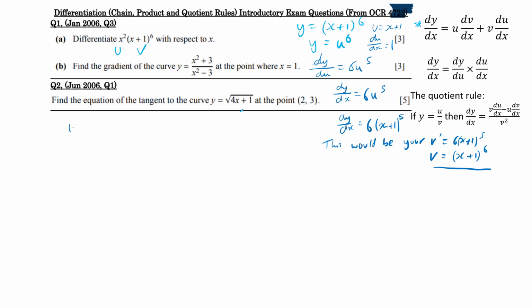Now obviously we're going to use u equals x squared, so du dx equals 2x. So the chain rule, the actual final dy dx would be u, which is x squared, times dv dx, which we've got here, 6(x plus 1) to the power 5, which we should write neatly as 6x squared (x plus 1) to the 5, and I'm pretty sure you get a method mark for that.